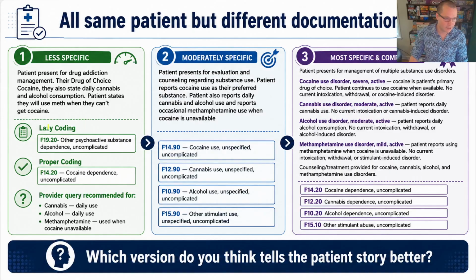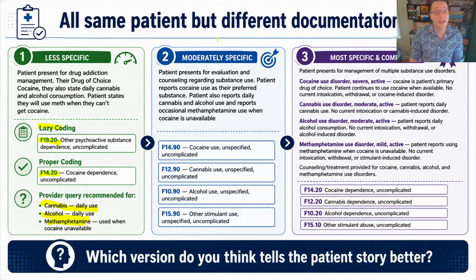Lazy coding is just throwing on that F19 code and calling it a day for the polysubstance. Proper coding would be to throw on the F14.20 for the cocaine dependency, and then you would have to query the provider for the cannabis, the alcohol, and the methamphetamine, because each of those aren't enough information to assign those codes.